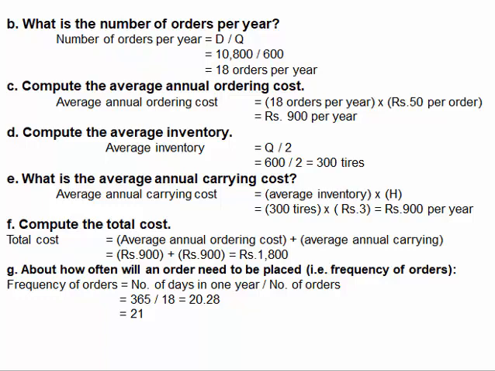Then we compute the total cost. Total cost is ordering cost plus annual inventory carrying cost, which is rupees 900 plus 900, that comes to be 1,800. Then the last is how often will an order need to be placed. That is the frequency of the orders. Frequency of orders is equal to number of days in a year divided by number of orders. Number of days in a year is 365 divided by number of orders, which is 18. So this comes out to be approximately 21.